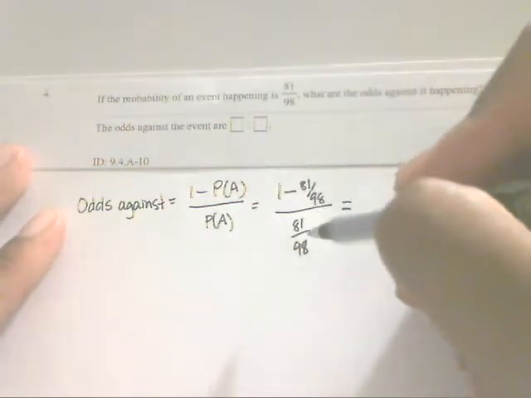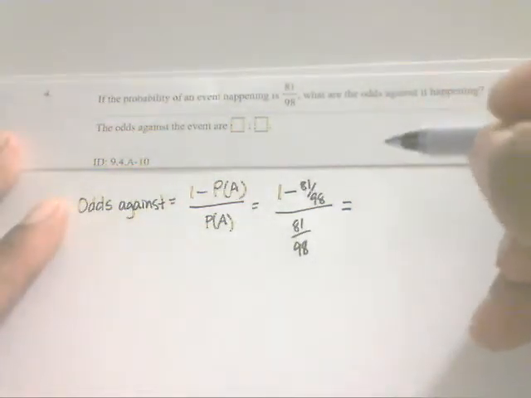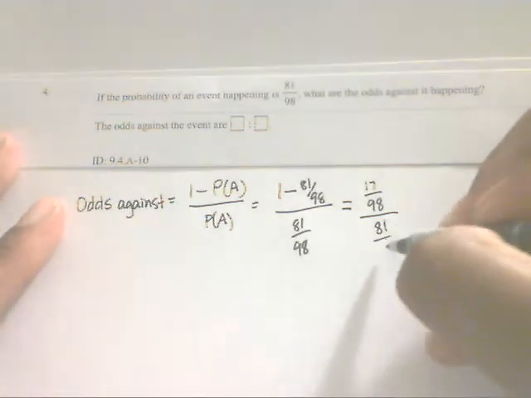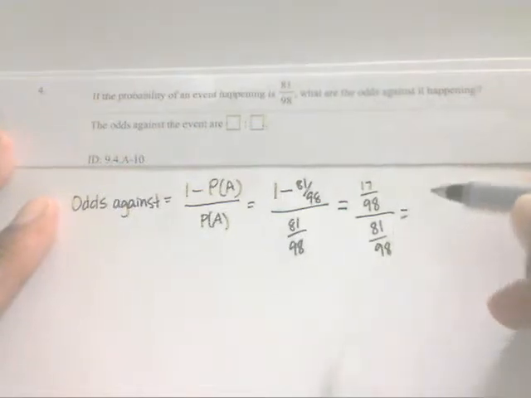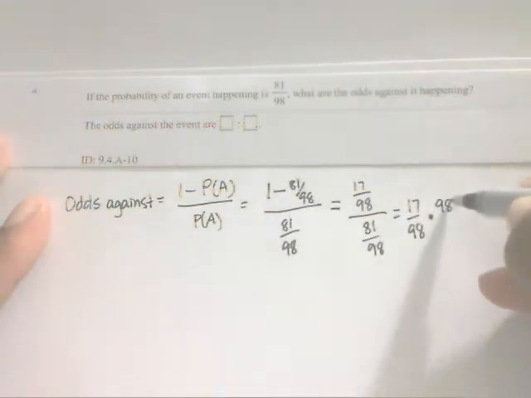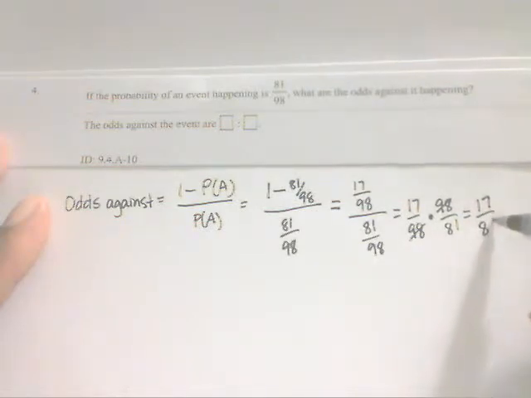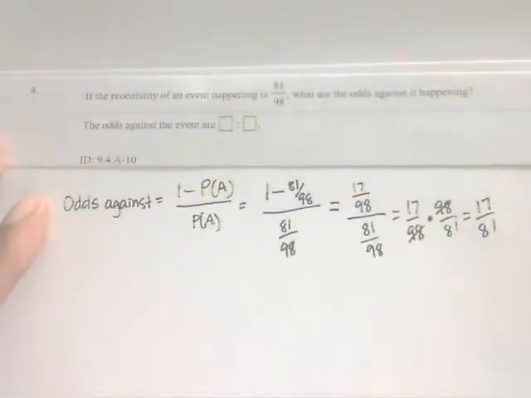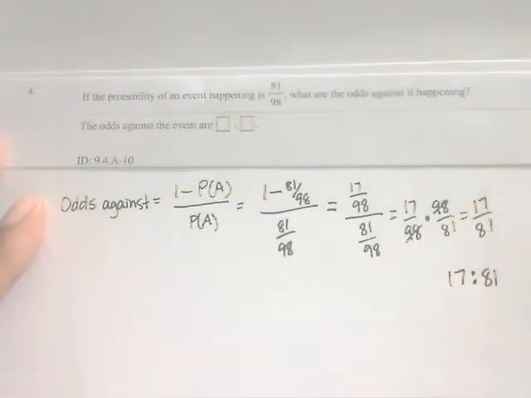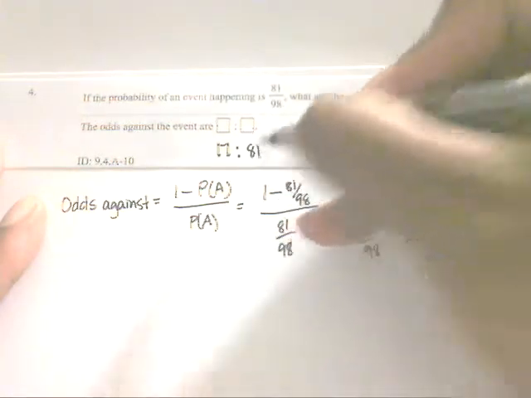Okay, so 1 whole is 98 over 98 because the denominator is 98. So if you do 98 minus 81, you're going to get 17. So it'll be 17 98ths in the numerator and 81 98ths in the denominator. Now let's simplify this by doing 17 98ths times the reciprocal of 81 over 98, which is 98 over 81. Those 98ths divide out, you get 17 over 81. And if you were to write this, it'll be 17 to 81. So the odds against this event happening will be 17 to 81.